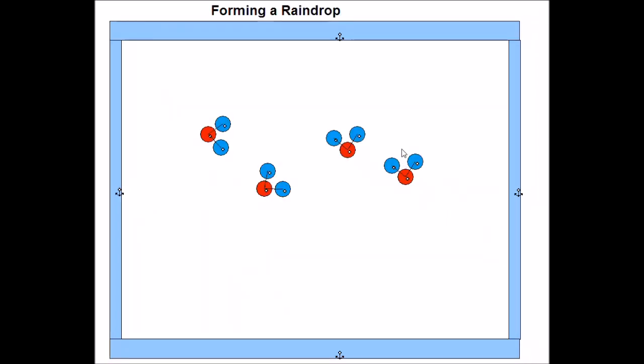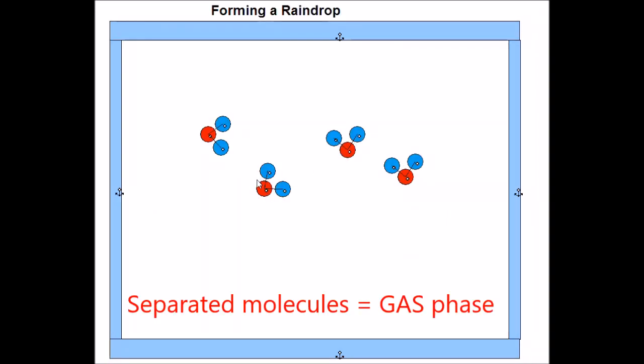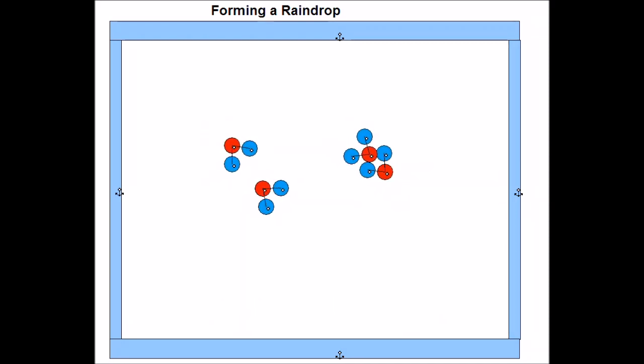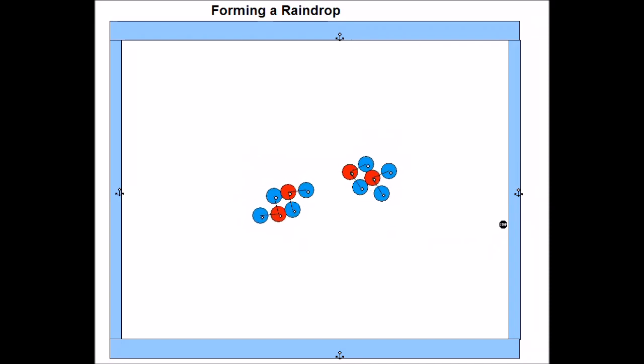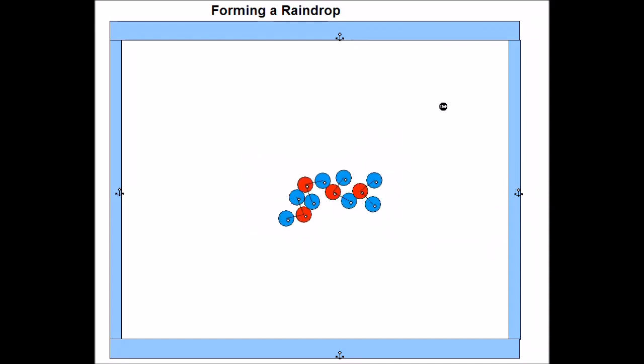Here are four water molecules, H2O, H2O, H2O, H2O. Right now they're separated, but their polarity will naturally draw them together. You can see friendship bonds have formed here. These are about to form friendship bonds, which are called hydrogen bonds. And as they do so, they are clustering together, changing from the gas state to a liquid state. So this is why the title is forming a raindrop.